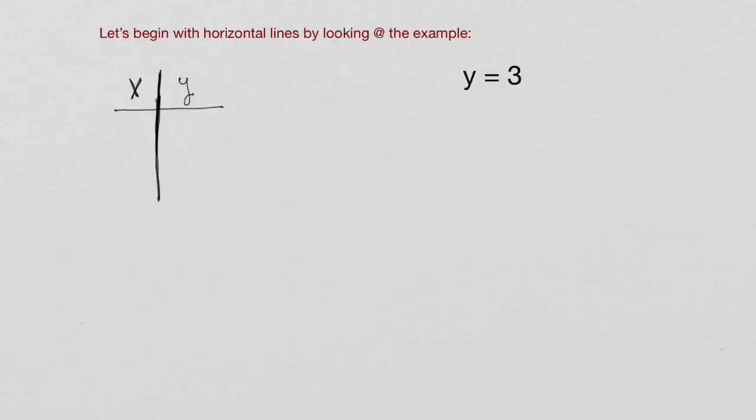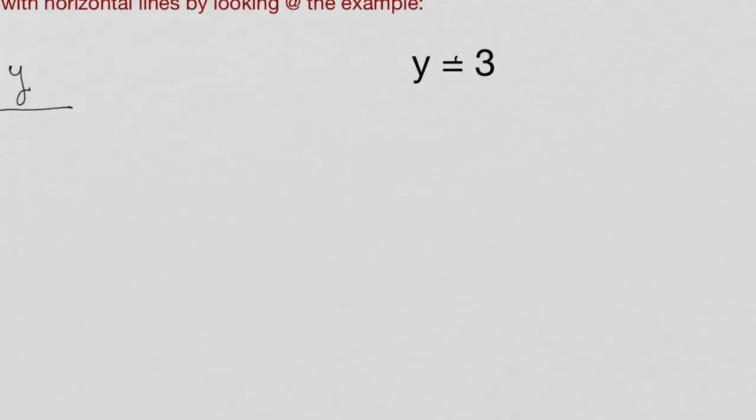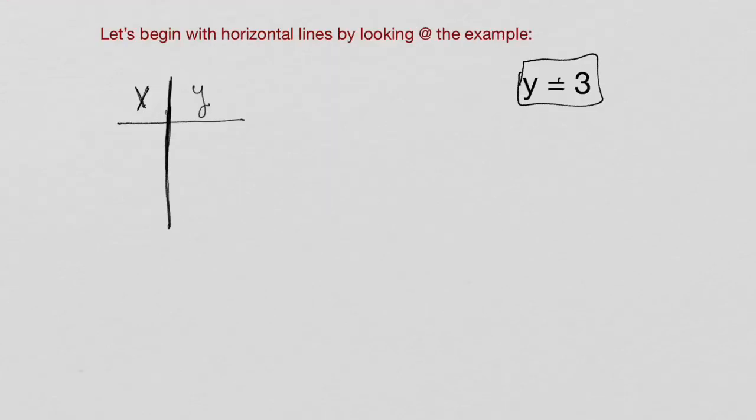So let's get started. Let's begin with horizontal lines and how to graph them by looking at the example y equals 3. Now I can rewrite this equation as y equals 0x plus 3. So now I can plug in x values and do the algebra to figure out what my y value is going to be. So let's pick some x values to plug in. I'm going to begin by choosing 1. So when x equals 1, what is going to be the value of y?